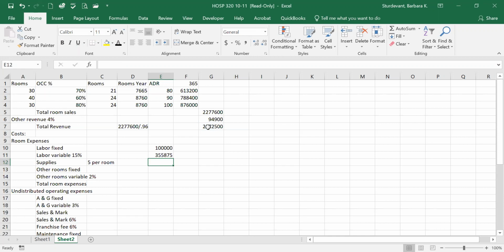Isn't it a percentage of room sales? Yes, you are correct. I looked at that just as I put that in there. Oh my goodness. Start again.